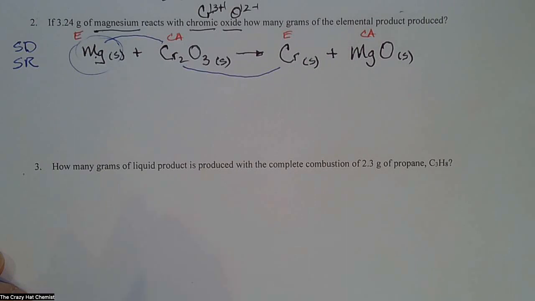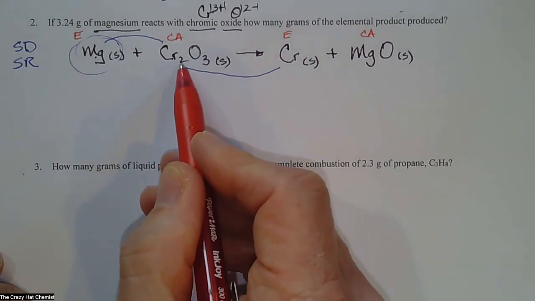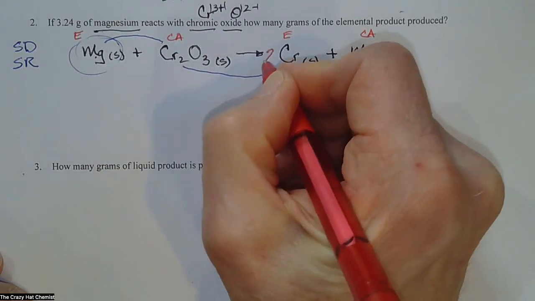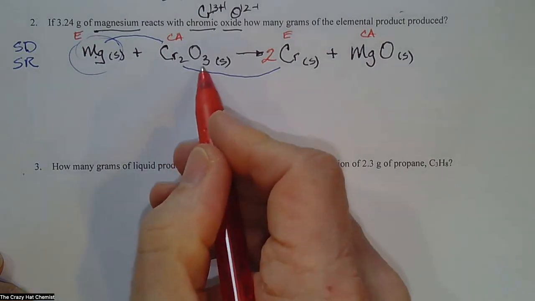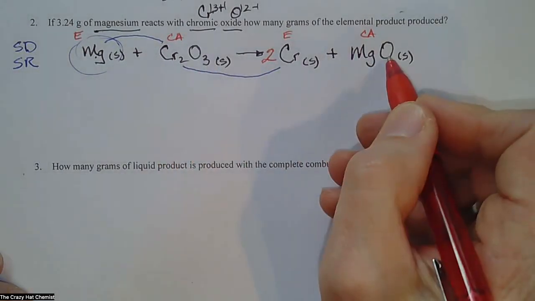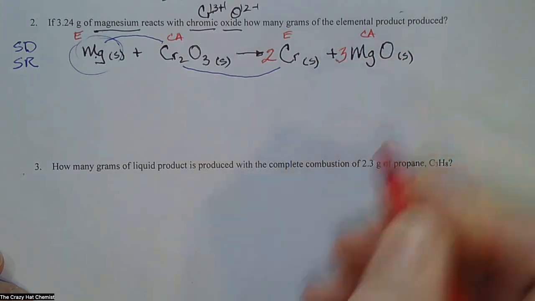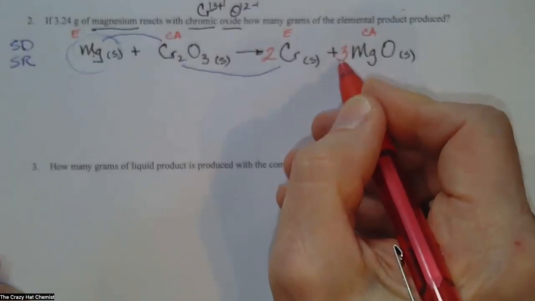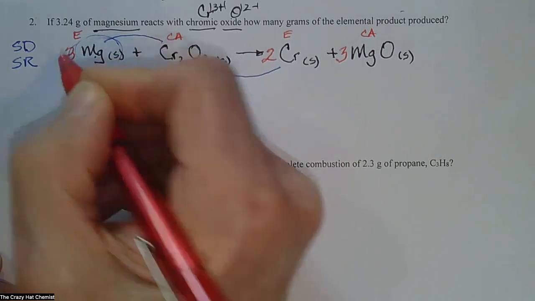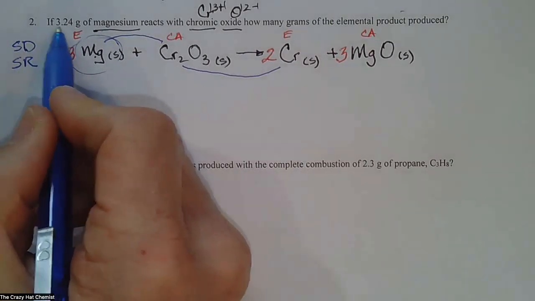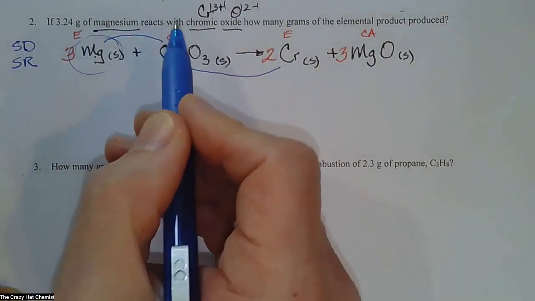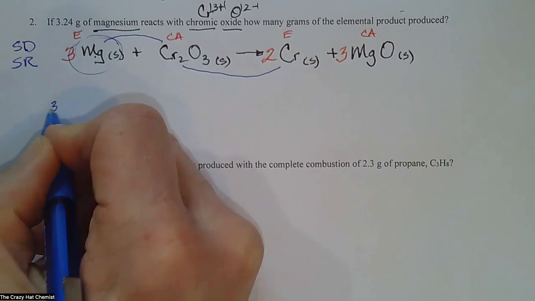So what we're going to do is we're going to start off with this chromium here. There's 2 chromiums here. So I'm going to put 2 in front of the chromium and that chromic oxide. And there's 3 oxygens here on the reactant side. There's 1 here. So I'm going to put a 3 in front of the magnesium oxide. And then that will require a 3 in front of this reactant magnesium. All right, now that I got a balanced equation, now I'm going to go back to my question here and see what I got. It says if 3.24 grams of magnesium reacts. So I'm going to start off with that.